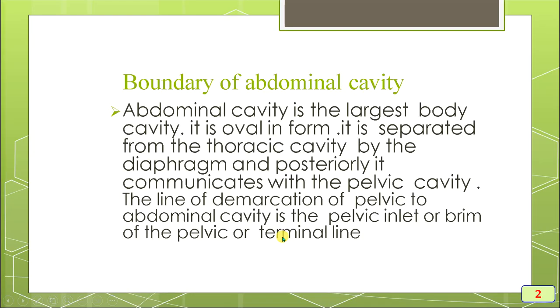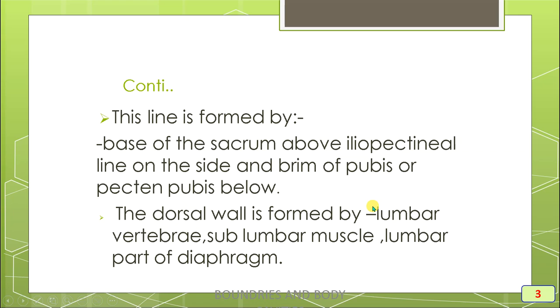So the abdominal cavity is the largest body cavity, and it is oval in form. It is separated from the thoracic cavity by the diaphragm, and posteriorly it communicates with the pelvic cavity. The line of demarcation of the pelvic to the abdominal cavity is the pelvic inlet or pelvic brim.